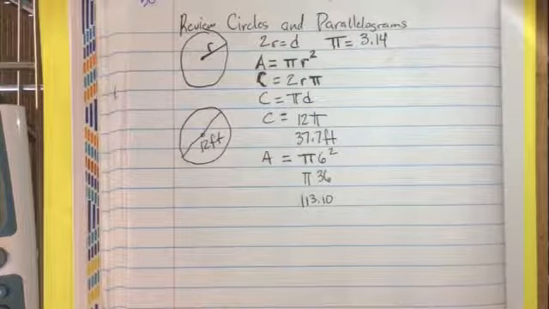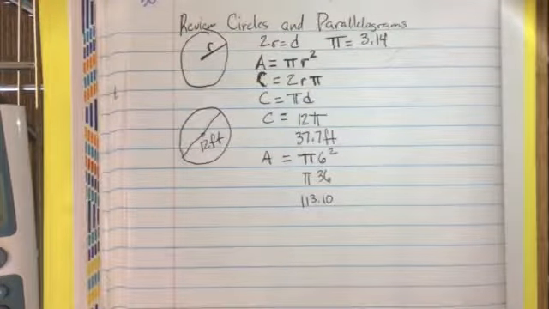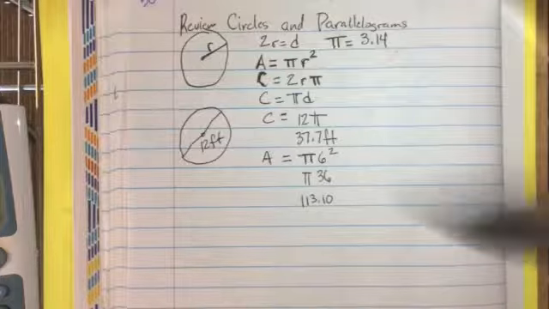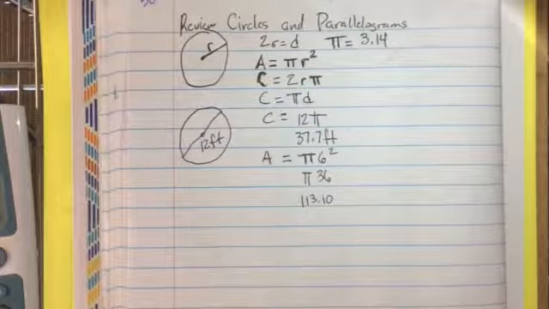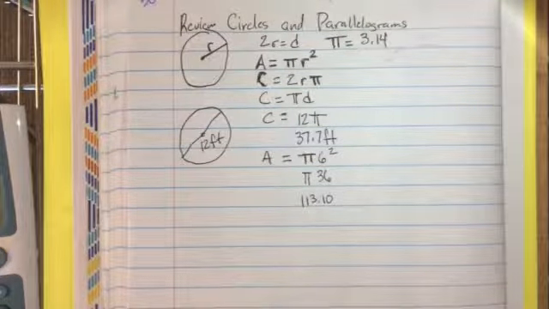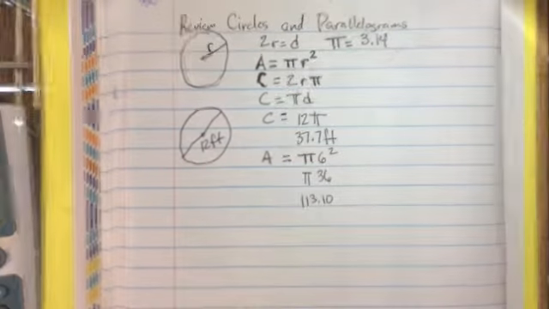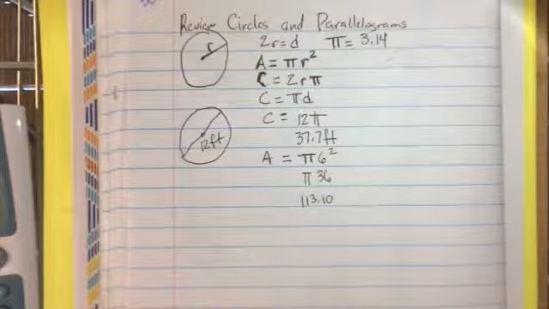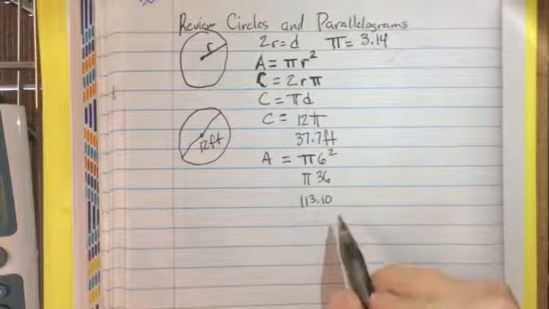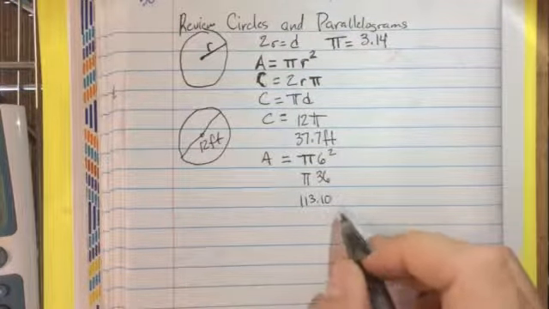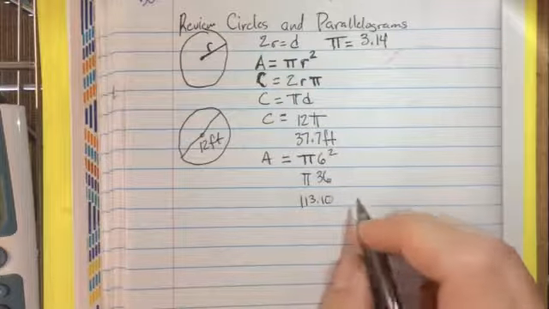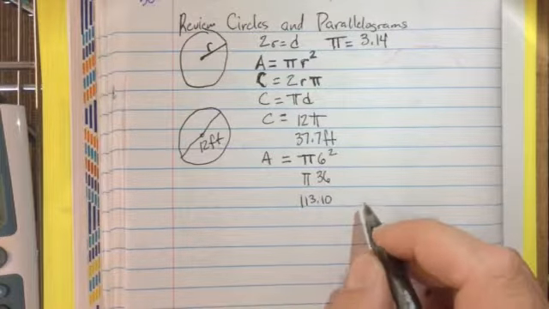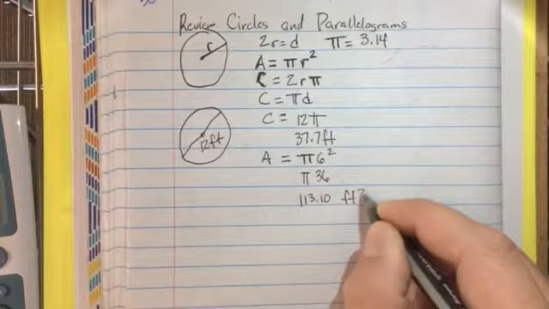Okay, on Scoop Pad, you guys were asked to round to the nearest tenth, and some of you got, for example, 5, and you got it wrong. It asked for 5.0, right? That's why you guys got that wrong. So, if you're rounding to the nearest hundredth, we got 113 and 10 hundredths. And our units are feet squared.